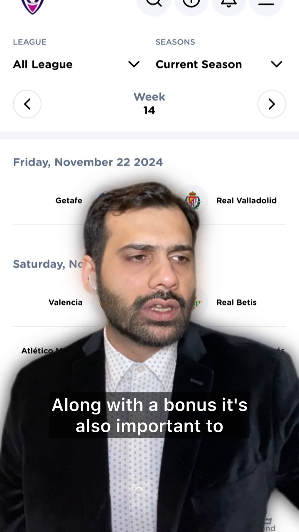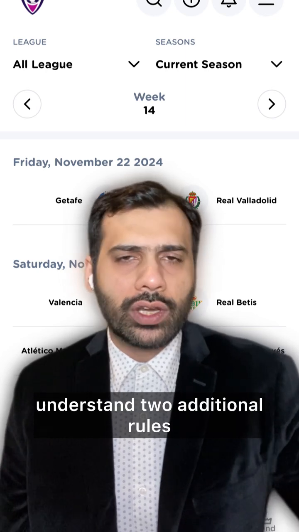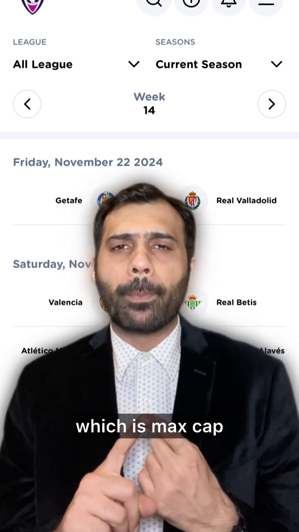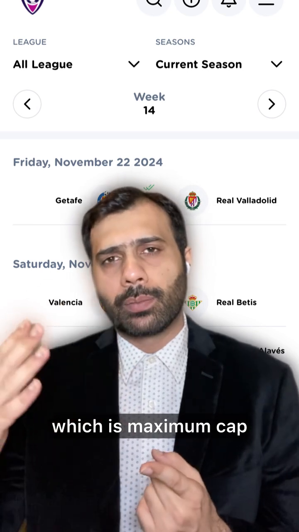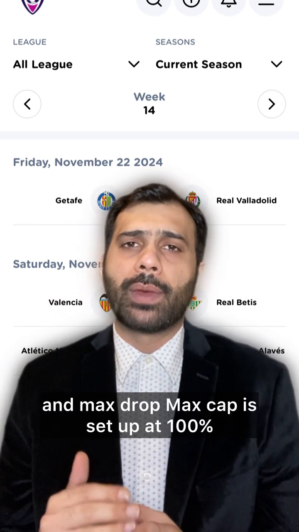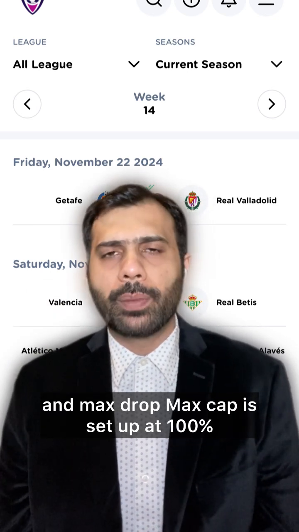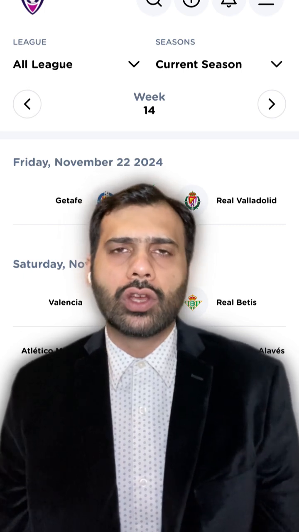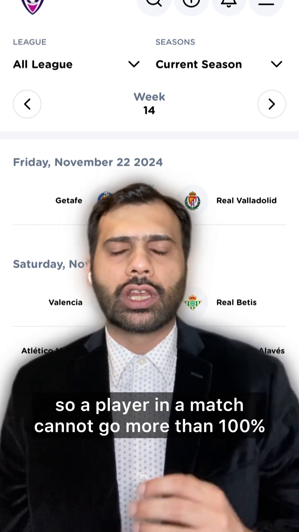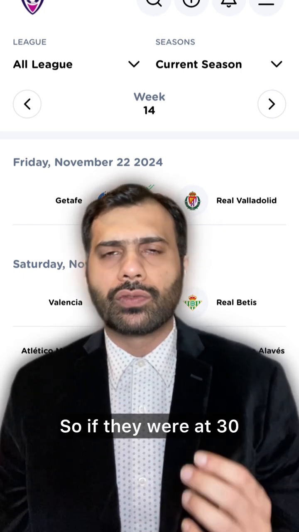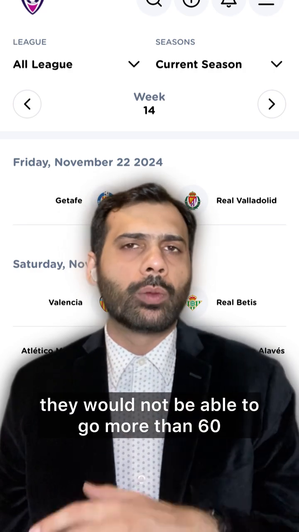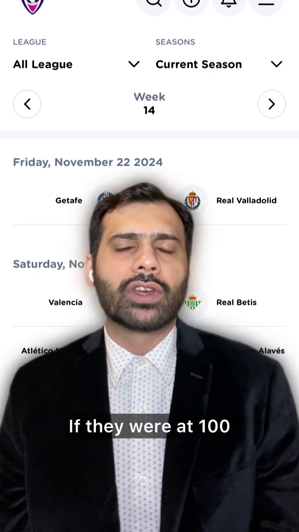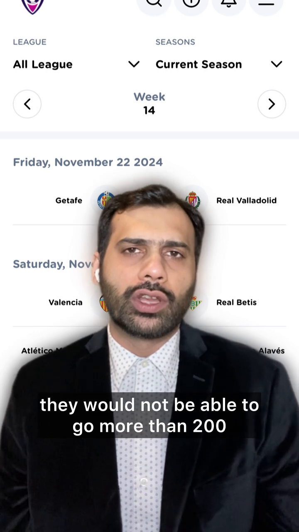Along with the bonus, it's also important to understand two additional rules, which is max cap, which is the maximum cap that the person can reach, and max drop. Max cap is set up at 100%, so a player in a match cannot go more than 100%. So if they were at 30, they would not be able to go more than 60. If they were at 100, they would not be able to go more than 200.